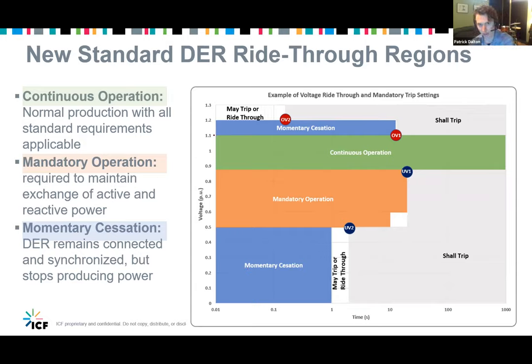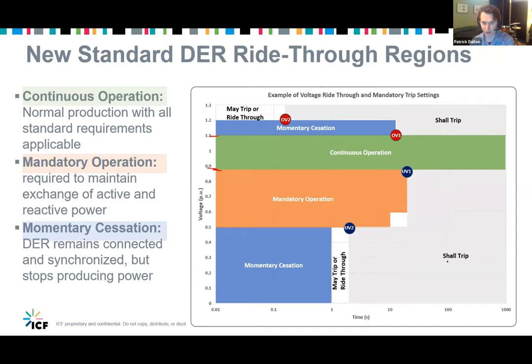This continuous operation region in the middle is aligned with that 0.88 to 1.1 per unit that we talked about, where this isn't a ride-through region. This continuous operation is normal performance. So that's not really part of ride-through, but we need to represent it here just to say, okay, this is normal. Don't take any ride-through or mandatory tripping response.